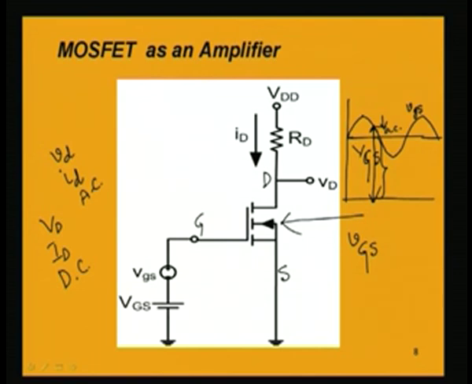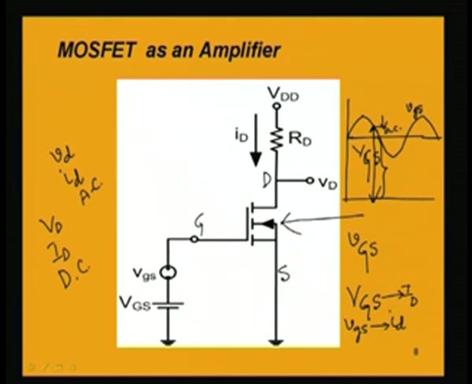the current component also, if we have only the gate to source DC value of voltage, which is capital V GS, then the corresponding drain current is, say, capital I capital D. And when we have the signal small v small gs applied, the corresponding current in the drain is small i small d.